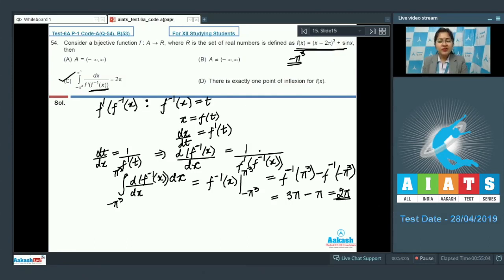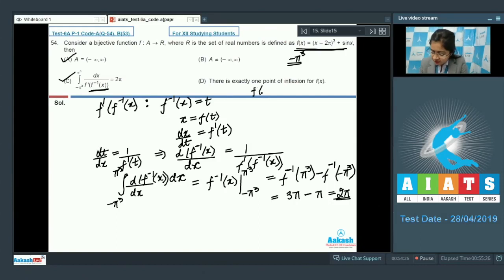Now this is quite obvious that the range of the function will be minus infinity to infinity. So the statement given in option A is correct. So option number A is also correct. Now let's find the point of inflection. Now we know that at a point of inflection, the double derivative should change sign. So let us put the double derivative equal to 0.